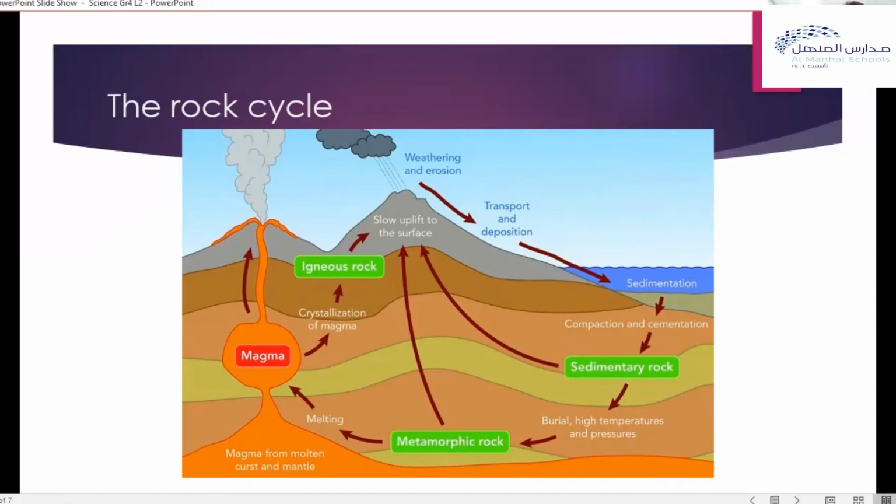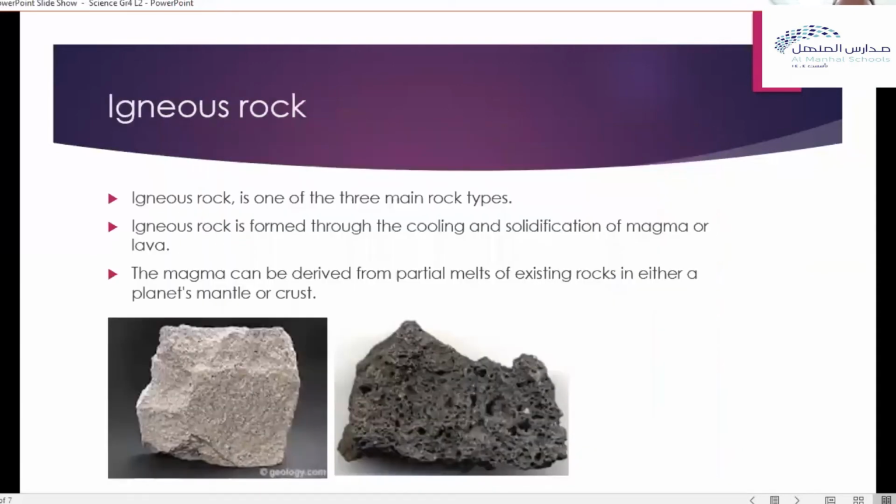Sometimes those rocks find their way up to the surface due to tectonic plates moving. Sometimes those rocks melt into the mantle and are pushed up again into magma chambers, where the rock cycle begins all over again.